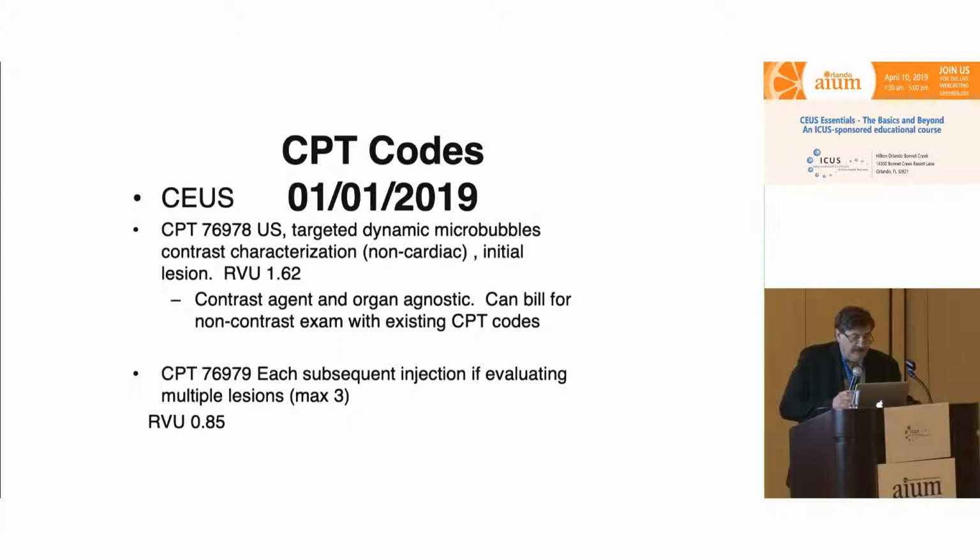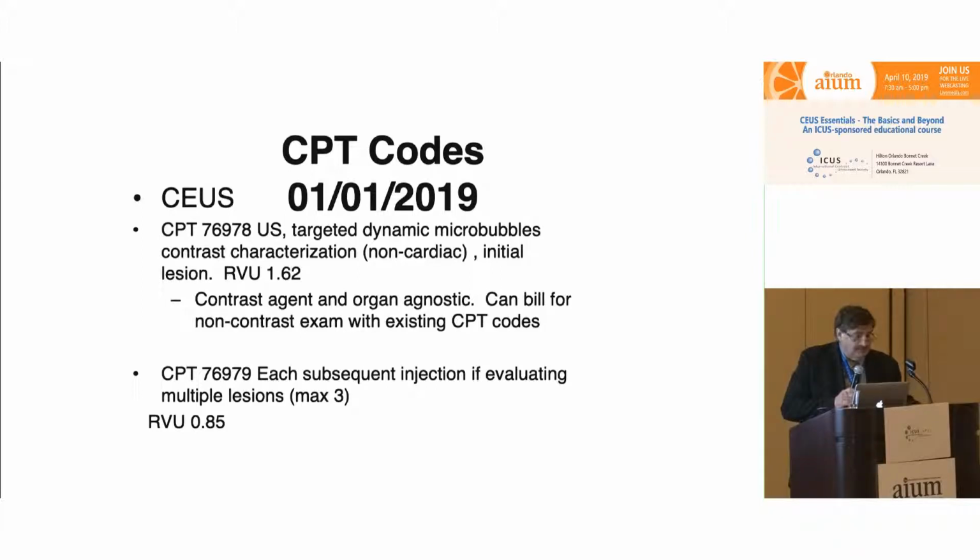And the contrast agent and the organ are agnostic, meaning the code can be used for any of the 3 FDA-approved agents, and you can use it at any abdominal organ. You can also bill for the non-contrast exam with the existing CPT codes. And you are also allowed to bill for subsequent injections if you're evaluating an additional lesion. So you can't bill for another injection if you're looking at the same lesion.